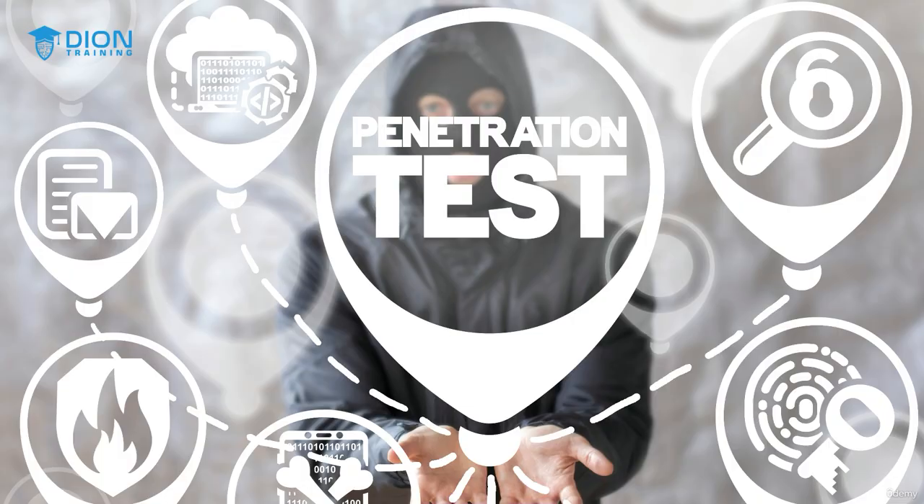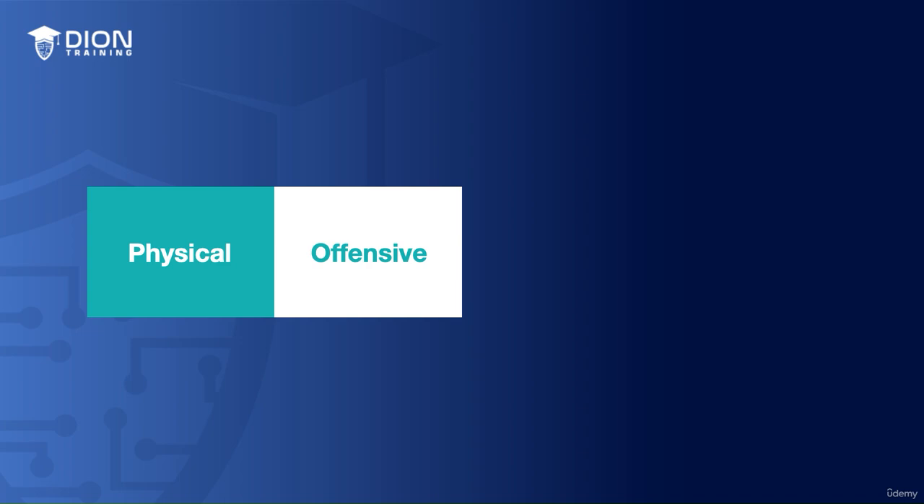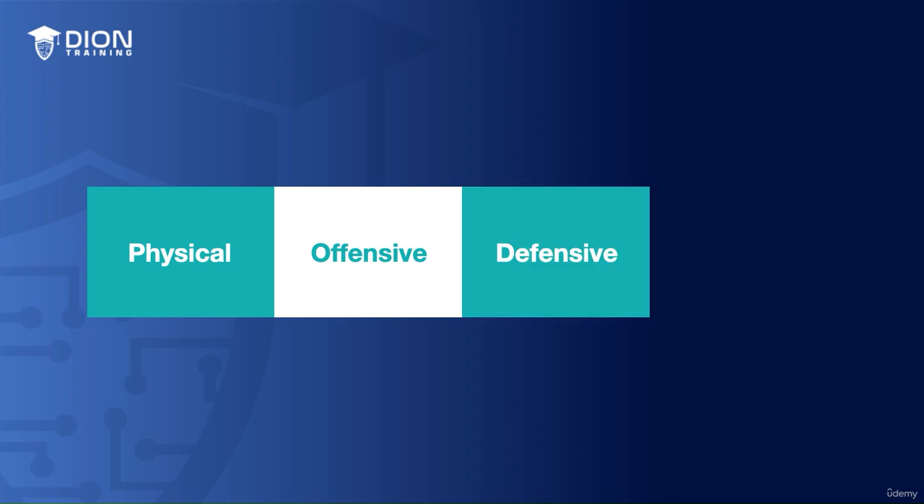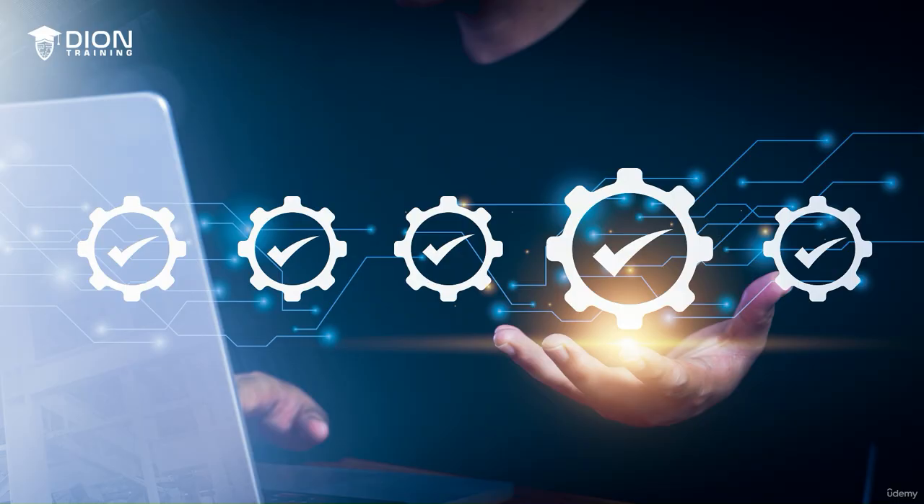So remember, penetration testing is a critical part of maintaining strong cybersecurity. Physical penetration testing helps secure the physical infrastructure of an organization. Offensive penetration testing proactively uncovers vulnerabilities. Defensive penetration testing focuses on strengthening systems and improving incident response. Integrated penetration testing combines the strengths of offensive and defensive testing to provide a comprehensive security solution. The goal of penetration testing is not to cause damage, but to identify and fix vulnerabilities before they can be exploited by malicious actors, and these penetration tests are an essential part of any organization's cybersecurity strategy.